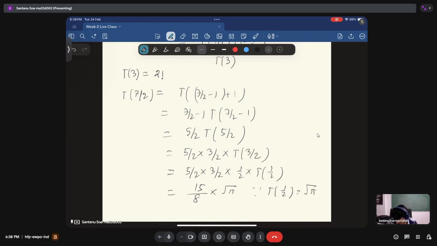So we have to try to find what is the value of gamma of minus half. Correct. So to do so, we have to use another formula which is called the complement formula, and it is written like this.